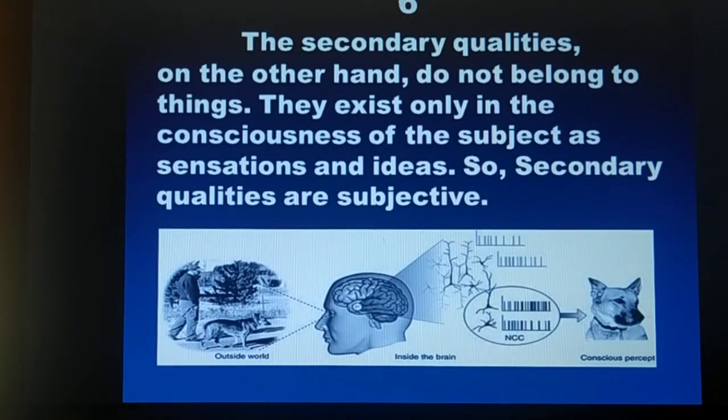Then again, let us know something about the secondary qualities. The secondary qualities, on the other hand, do not belong to things. Say the color of the tomato can be changed. They do not belong to the things.